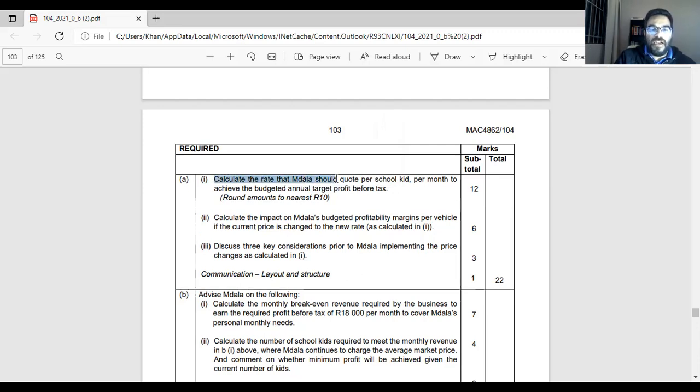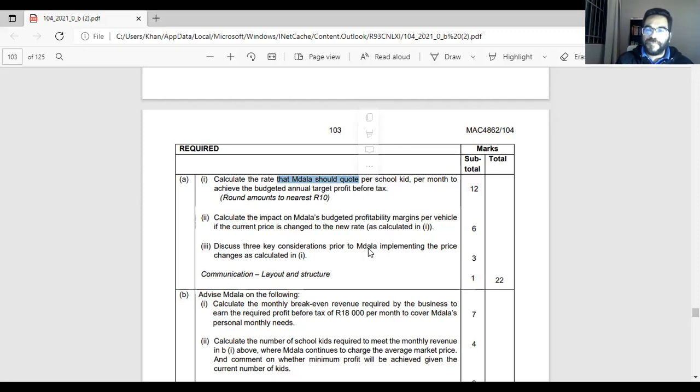Calculate the rate that Madonna should quote per school kid. But if you ignore that highlighted part and you just read calculate the rate per school kid, it makes it so much easier. And it makes it even easier when you read it as calculate the selling price per unit. The selling price being the rate per school kid, being the unit. So just be aware of that.